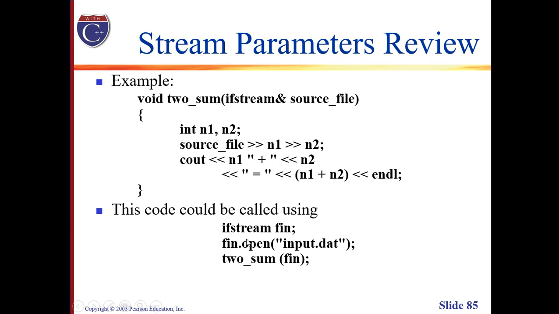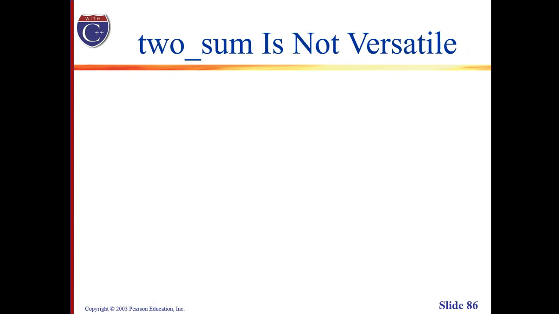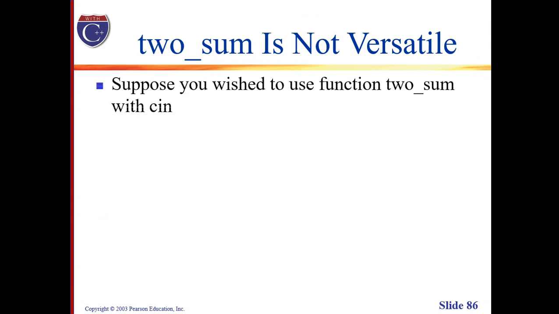First, we declare an input file stream. Then, we open the file connected to it. Then finally, we use that input file stream object as an argument for our function call of toSum. However, the problem with that function is it is not versatile. What if we would like to use the function toSum and provide it with a formal parameter of type input stream such as cin?